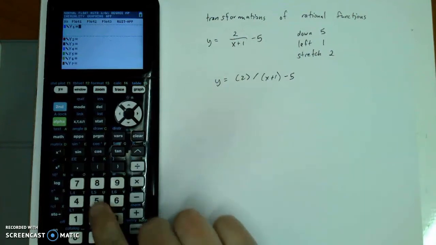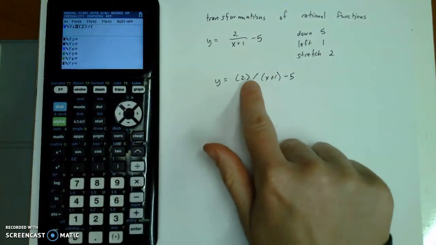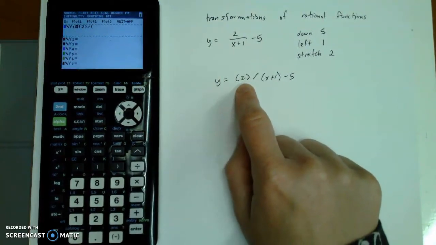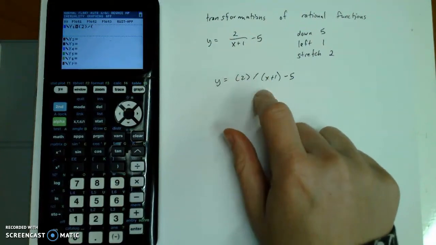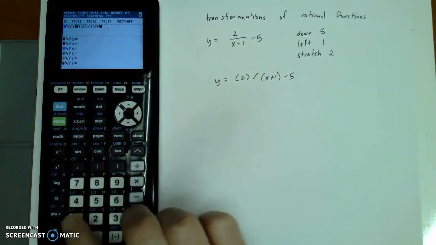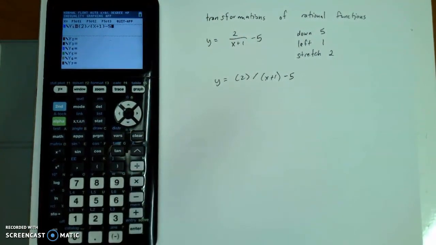Now, you don't always need parentheses around both. Here, I technically don't need parentheses around the numerator because it's just one term. But to make it simpler for my students, I always just tell them parentheses around the numerator and parentheses around the denominator. One less thing for them to remember. And again, that is subtract 5, not minus 5. Let's go ahead and hit graph again. And this does look exactly the same as how I got it the first time.